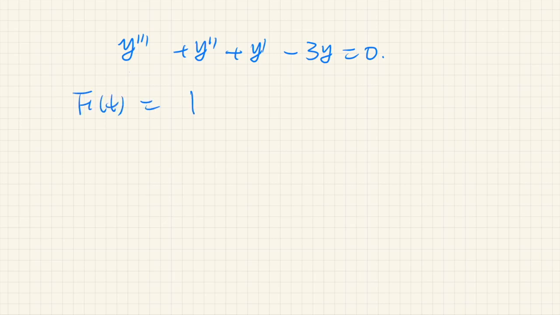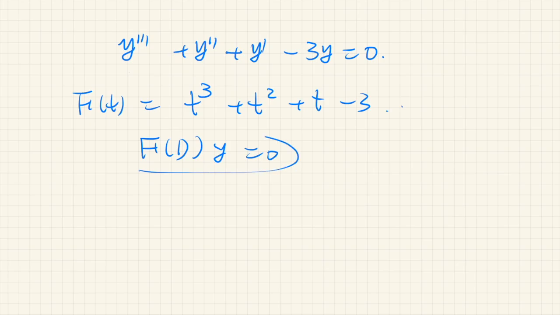Consider this differential equation: the third derivative here, and the second derivative, the first derivative, minus 3y equal to 0. So here we consider this polynomial, let's say f of t equals t cubed plus t squared plus t minus 3. If we use this polynomial, then this equation can be expressed as just f of D applied to y equal to 0. So we want to solve this one.